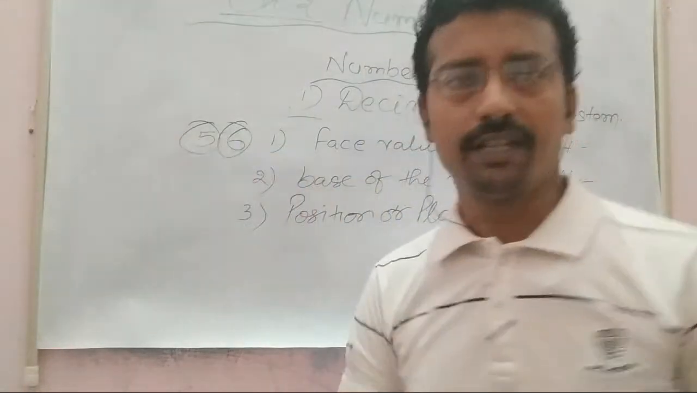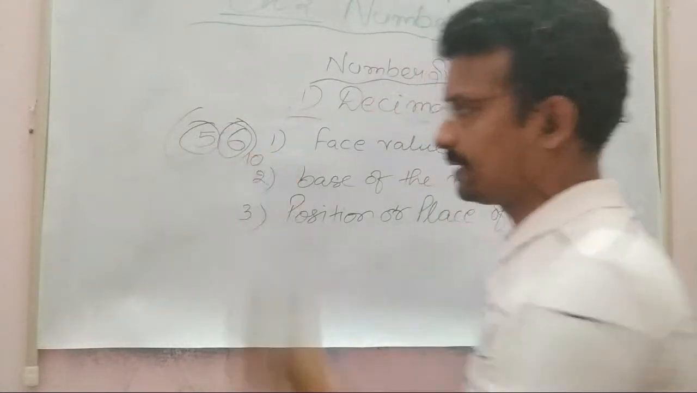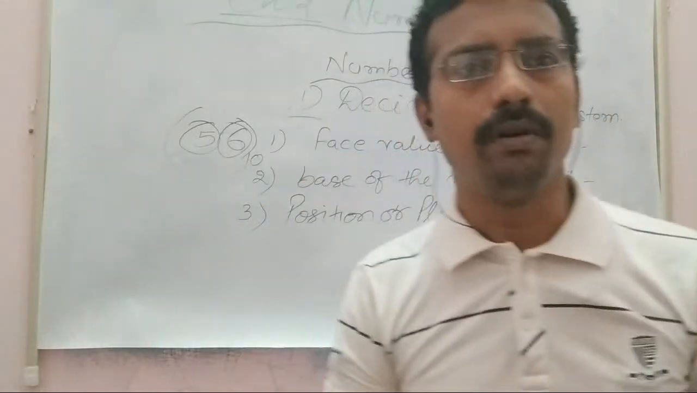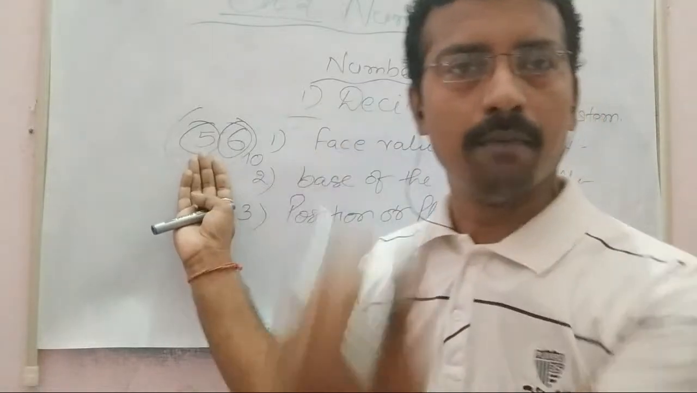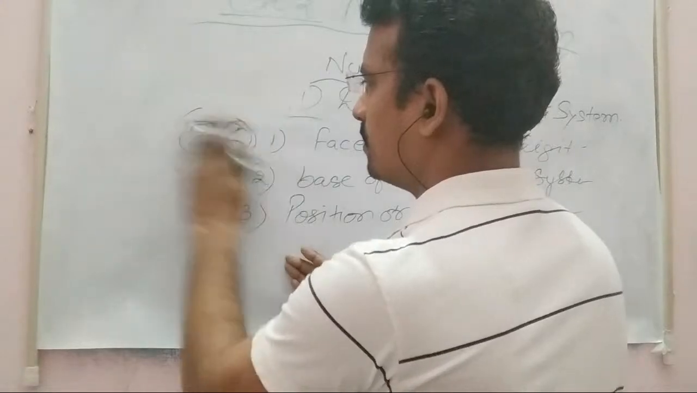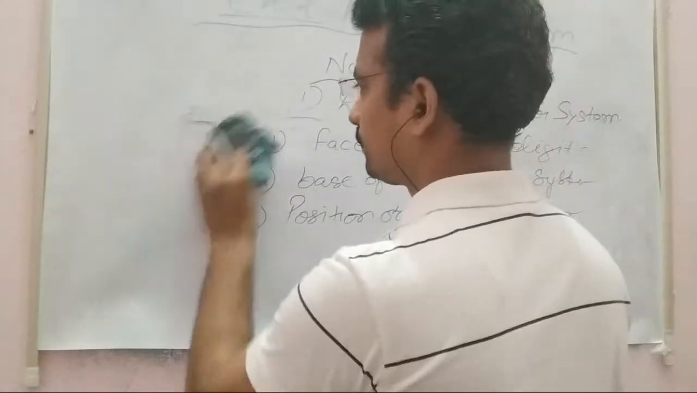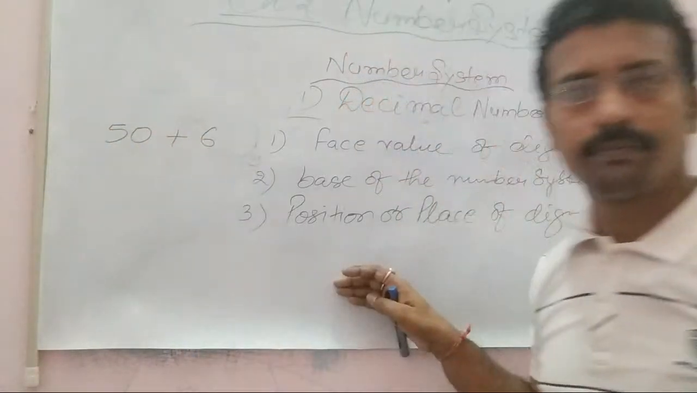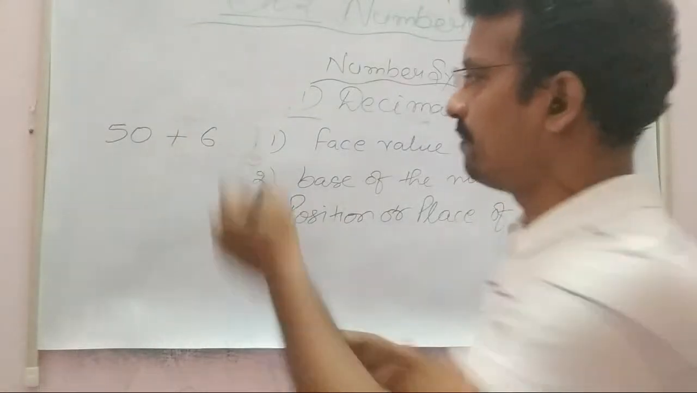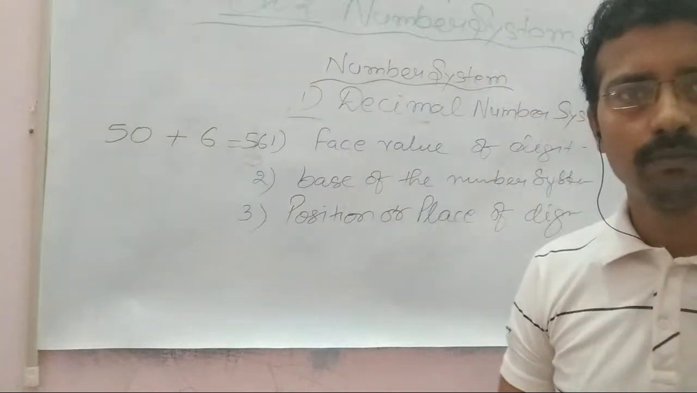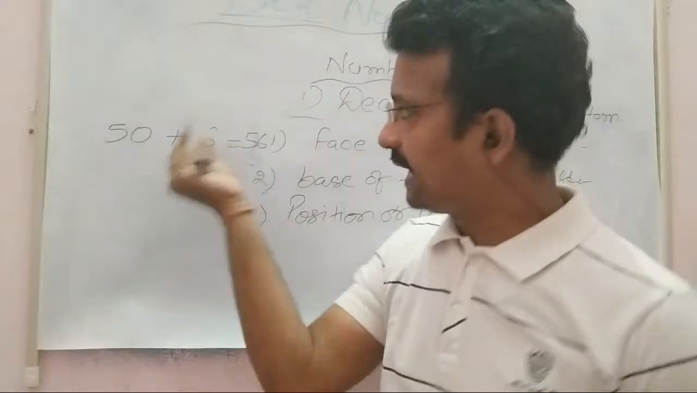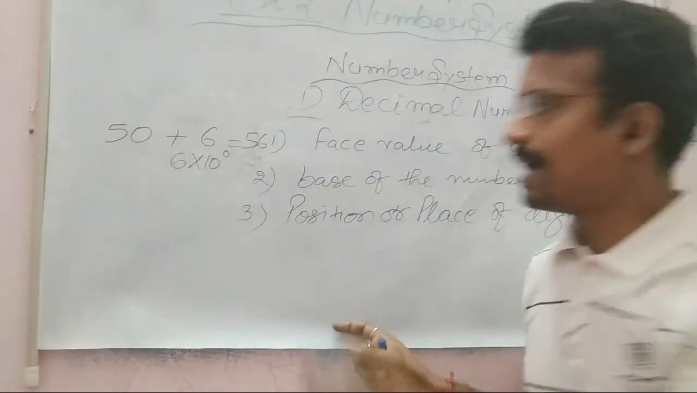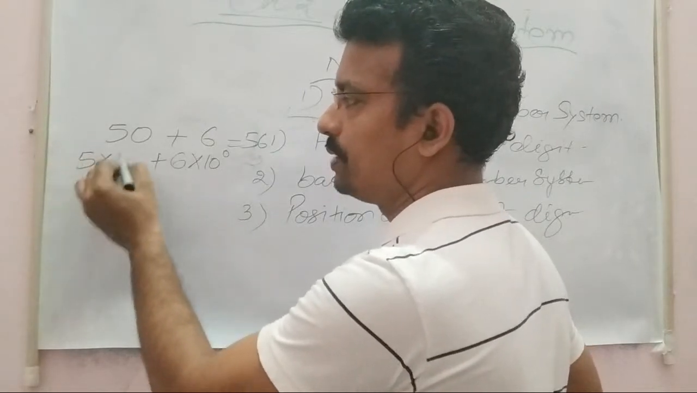Base value. Each digit, this total number's base is 10. This total number base is 10. But when we separate this number's digits, you will get the same number this way. Yes or no? You will get the same number, exactly equal to 56. Clear? Now this number can be represented this way, 6 into 10 to the power 0. And this number can be represented as 5 into 10 to the power 1.